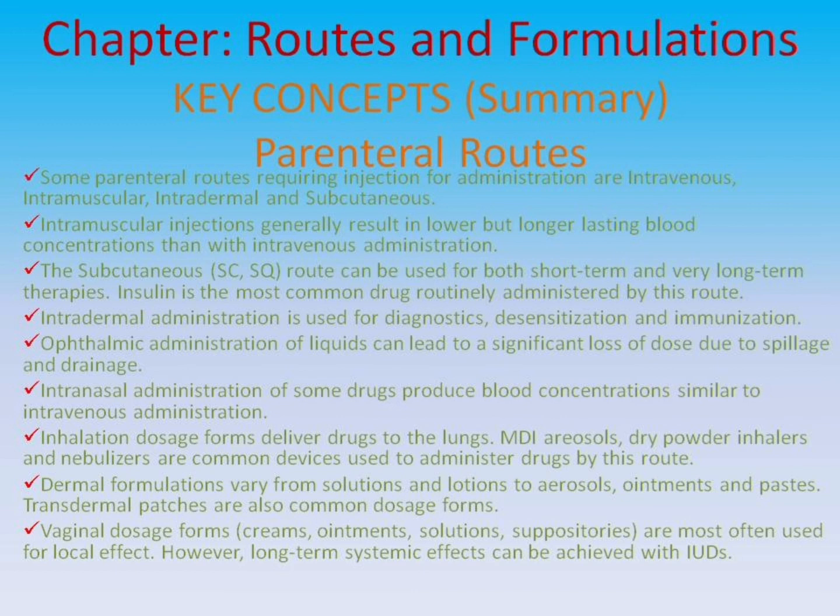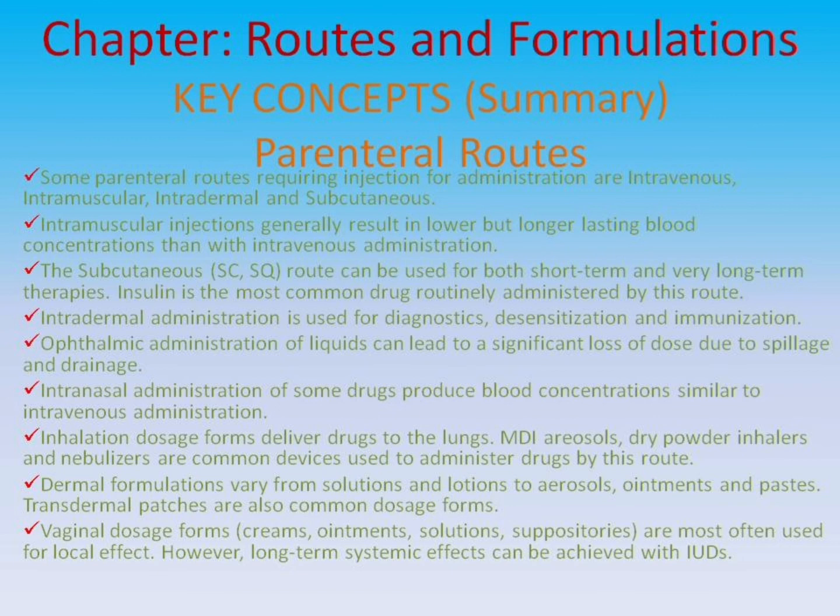Parenteral routes. Some parenteral routes requiring injection for administration are intravenous, intramuscular, intradermal, and subcutaneous. Intramuscular injections generally result in lower, but longer-lasting blood concentrations than with intravenous administration. The subcutaneous SC or SQ route can be used for both short-term and very long-term therapies. Insulin is the most common drug routinely administered by this route. Intradermal administration is used for diagnostics, desensitization and immunization.